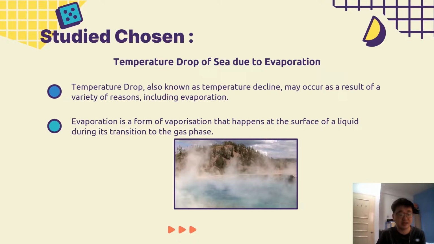To study the temperature drop of the sea due to evaporation by using numerical methods, first we need to find information about this subject, for example the relative humidity, saturated pressure, and also the air temperature above the sea level. After finding this information, we can use the numerical method which we studied in chapter 4, which is interpolation, to determine the temperature drop of the sea due to evaporation.